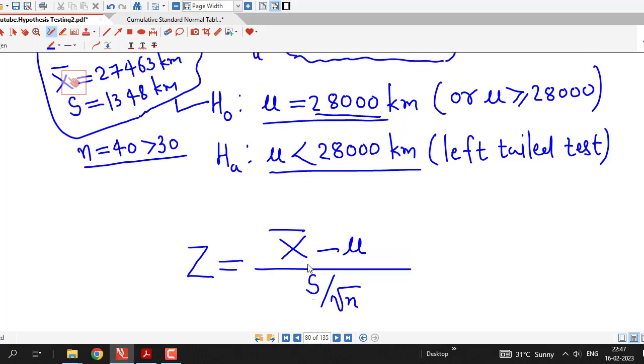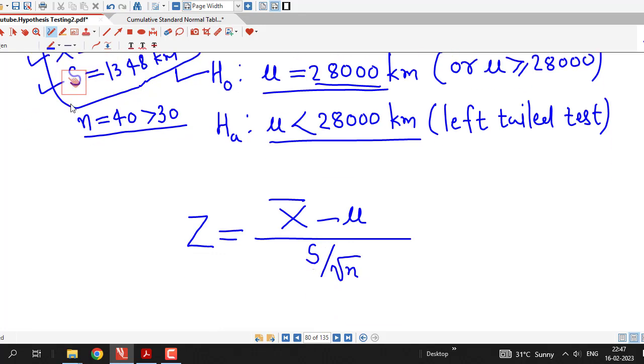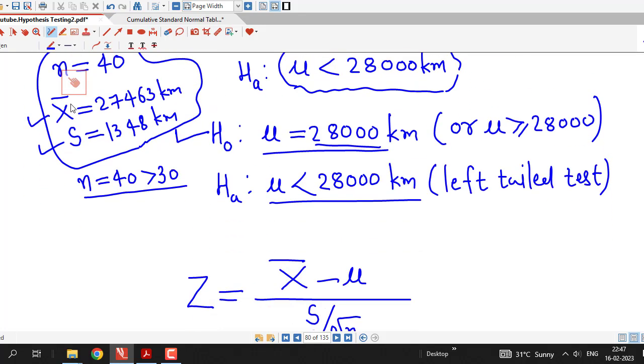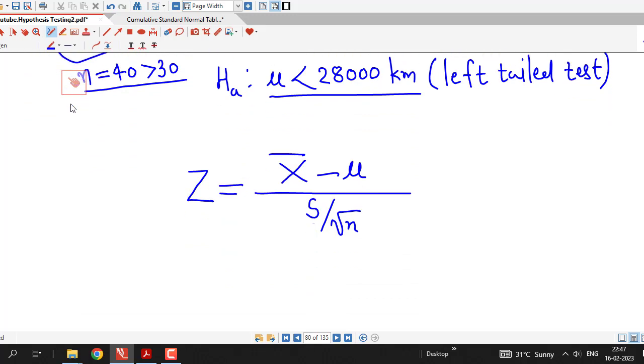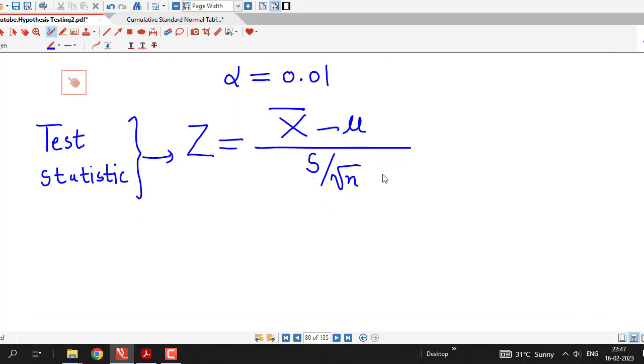So here we are given all these values: sample mean, sample standard deviation, sample size. So using this data we can calculate the value of test statistic, and we have to conduct the hypothesis test at alpha equal to 1% level of significance. That is, we will consider alpha equal to 0.01, and now we try to calculate the test statistic, which is given by this formula: z equal to x bar minus mu divided by capital S over square root n.